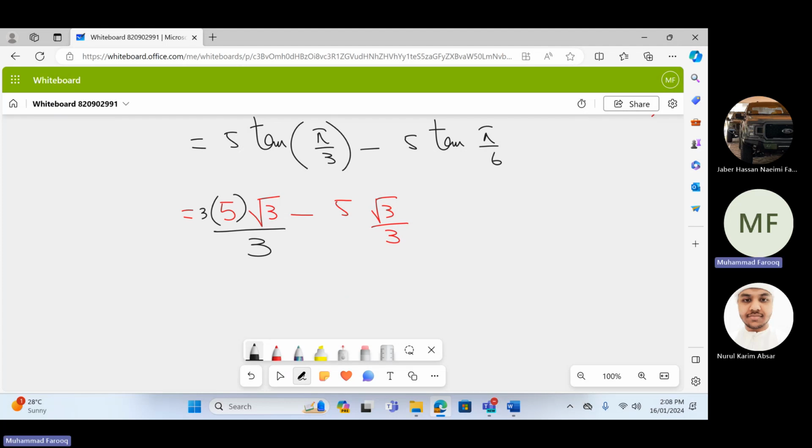Or it's okay, no need for that. You can use the calculator, it's fine. What is 5 root 3 over 3 minus 5? Not here, this one. Just use the calculator answer. How much? 10 over 3. Okay, that's it.